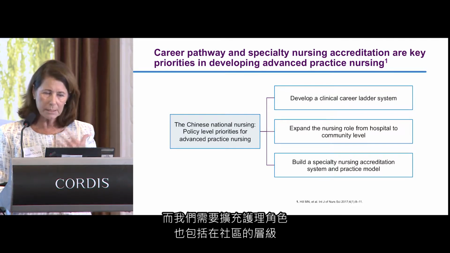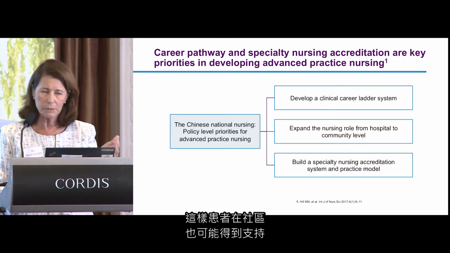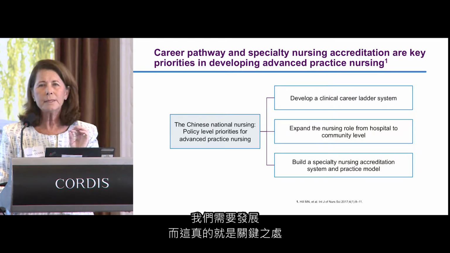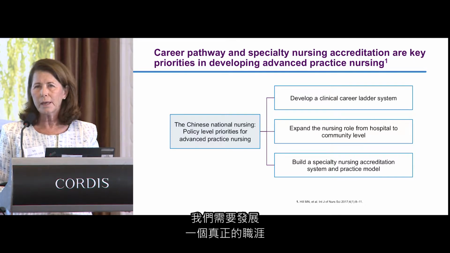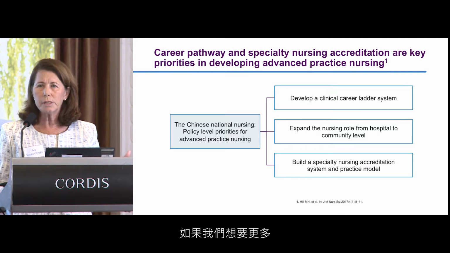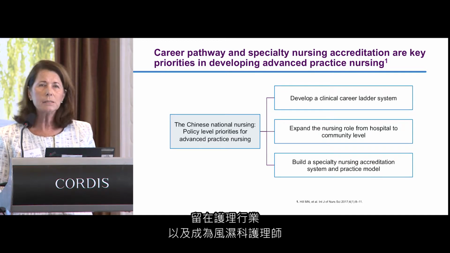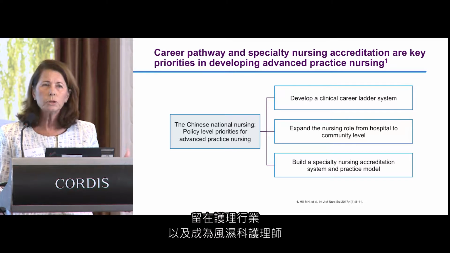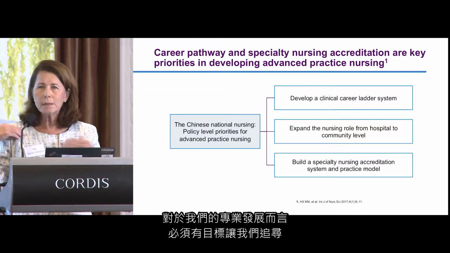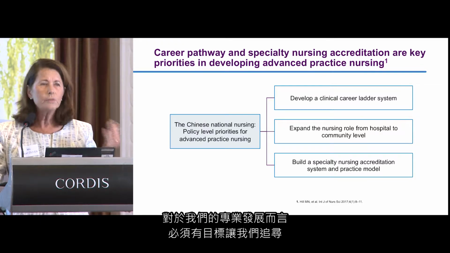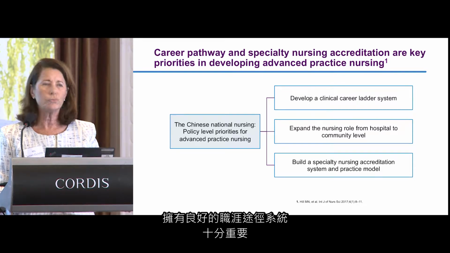And we need to expand the roles at community level as well, so patients have support in the community. And we need to develop, and this is really key, a real career pathway. If we want more good nurses like you all sitting in this room to come into nursing and to stay in nursing and to be rheumatology nurses, we have to have a good career ladder. We have to feel there's some target that we want to go to for our professional development. And so having a good career ladder system is really important.